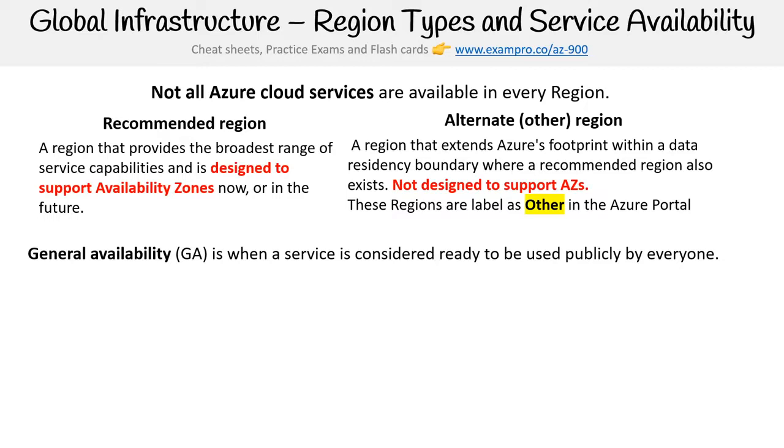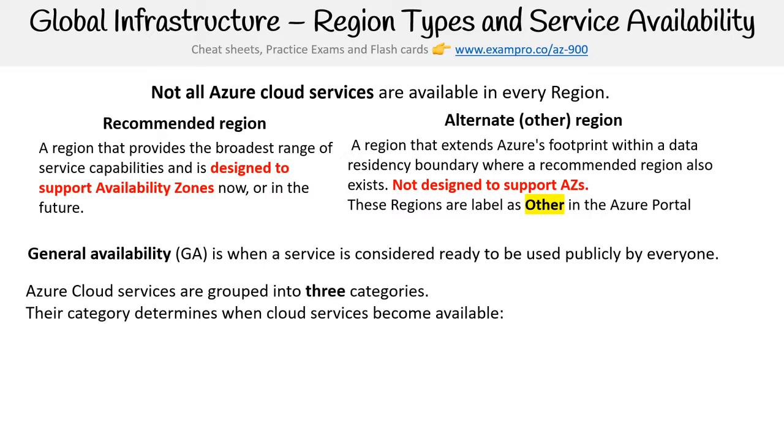Now let's talk about general availability. General availability, abbreviated to GA, is when a service is considered ready to be used publicly by everyone. So if you have a service or product and it was in beta and now you're ready to sell it to people, that means it's GA. But just because it's ready to sell, there's also the conversation around whether it's actually available to use. And that's going to be determined based on the category that the Azure cloud service is in.